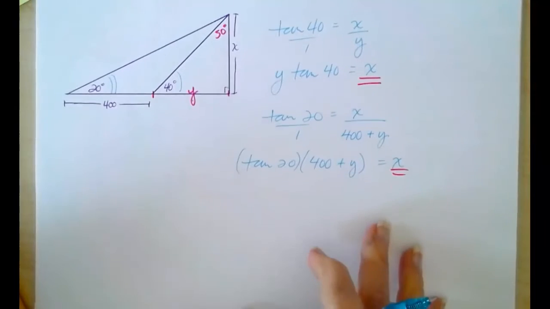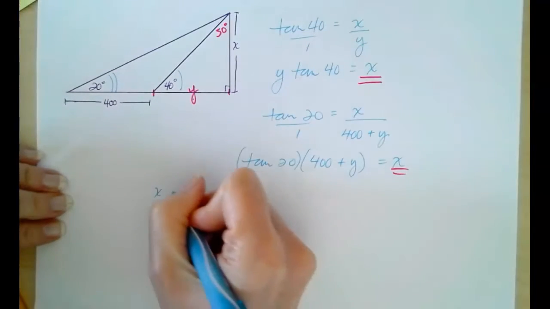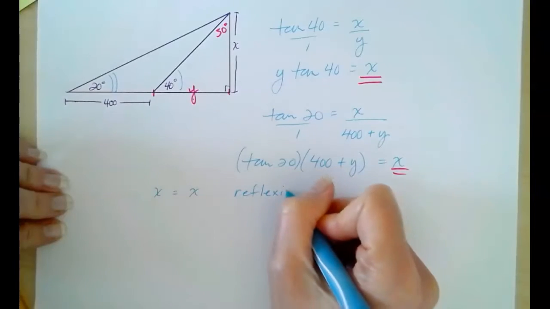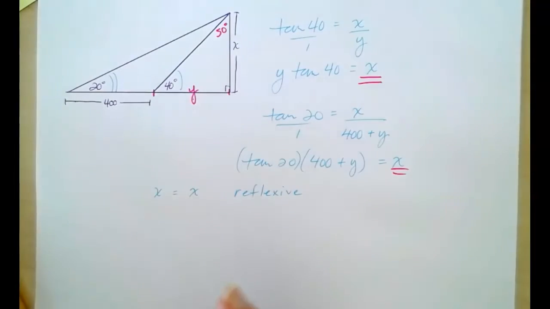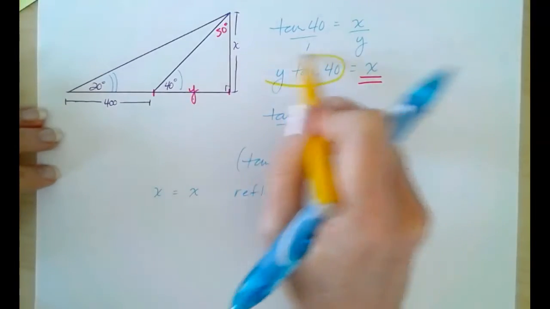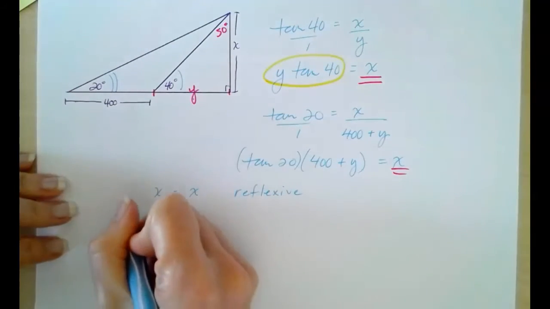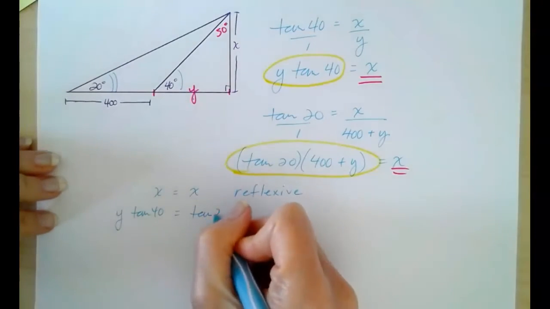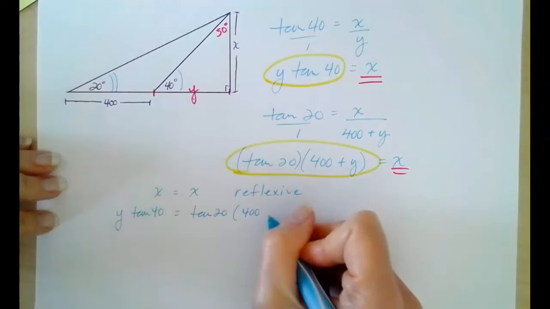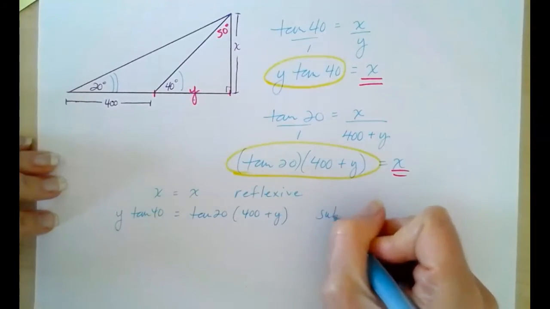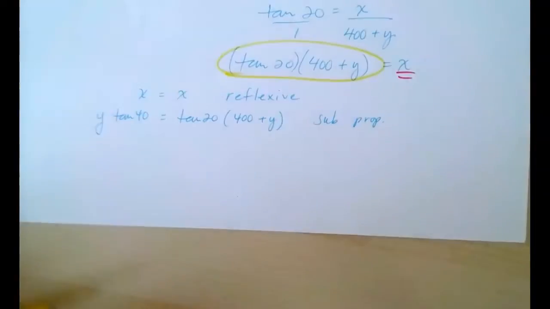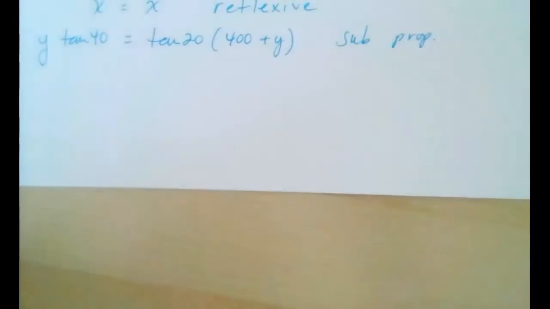Now what we learned in geometry is that x is equal to x by the reflexive property. And if x is equal to x, then we can make an equivalent substitution. Well, x is y tangent 40, and x is also tangent 20 times 400 plus y. That is all by the property of substitution. So from here, this turns into an algebra problem.